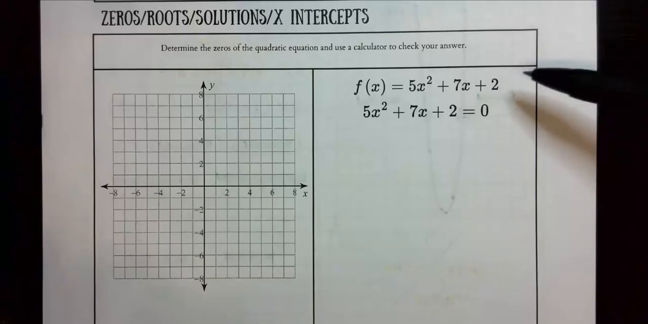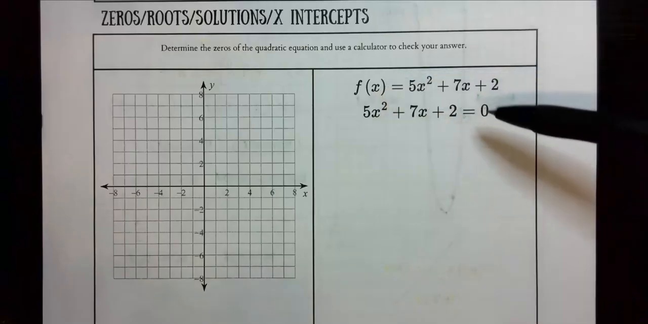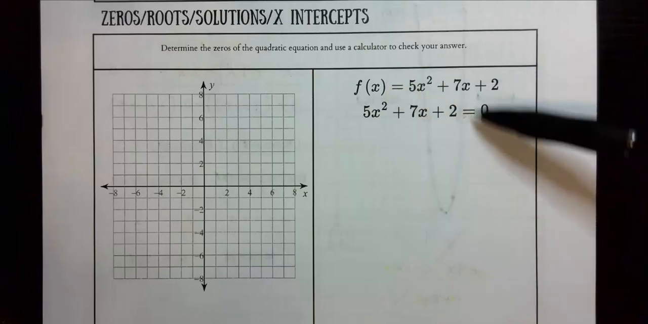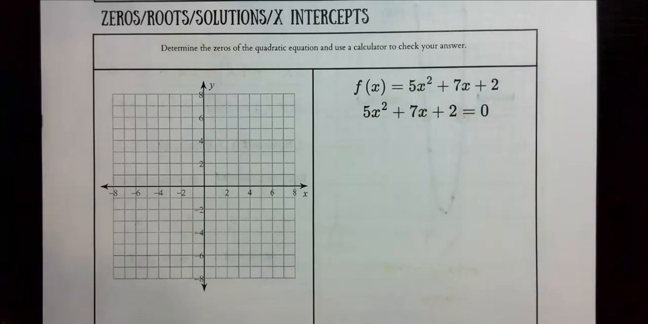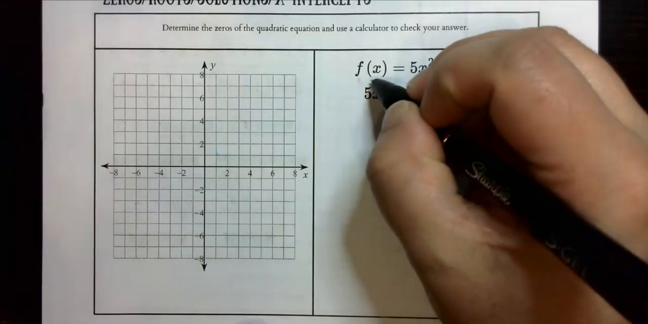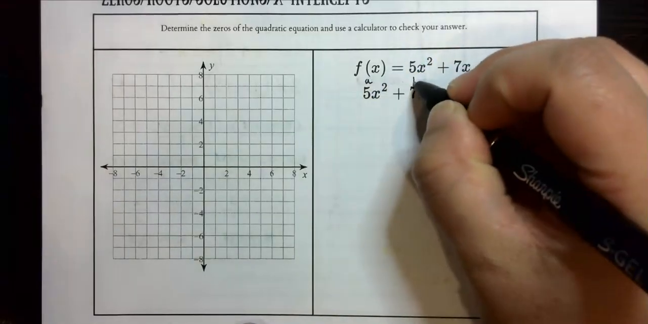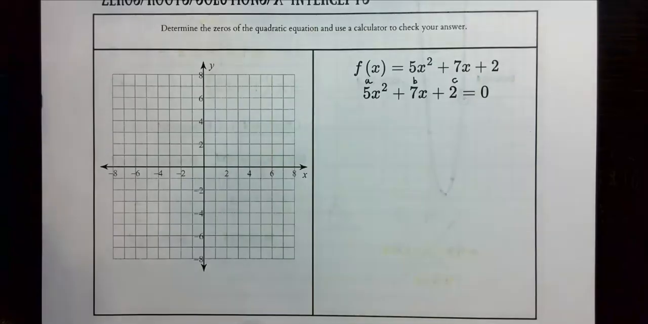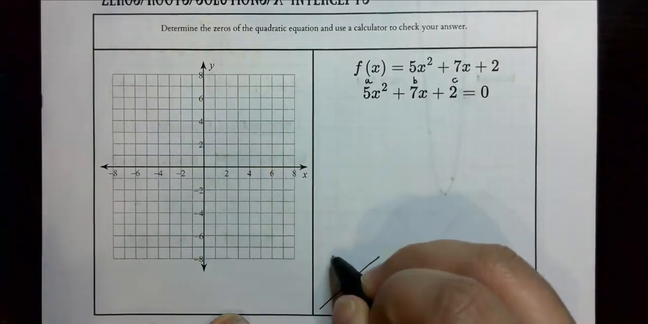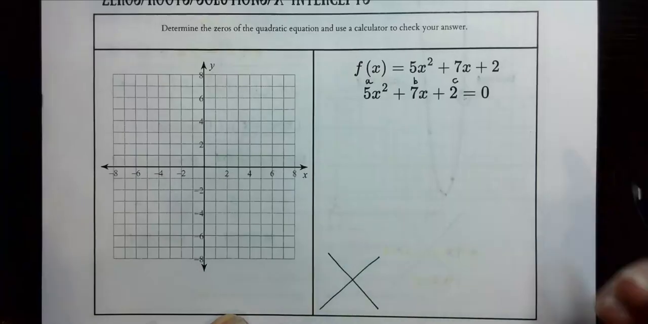So if you notice this one right here, we've already taken our function and put a 0 in its place. So the f of x is now a 0. And we're just going to work this out. So I'm going to move this up a little bit. I'm going to label this as the A, as the B, as the C. And I'm going to draw my x right here.